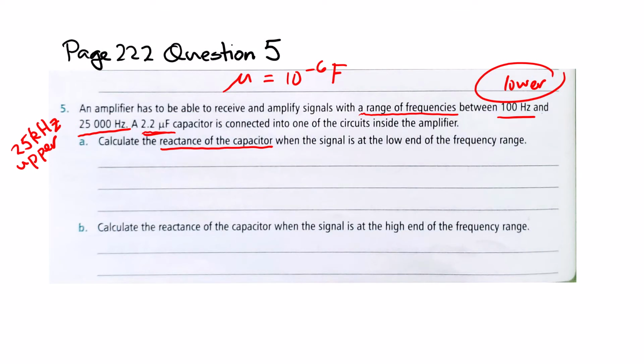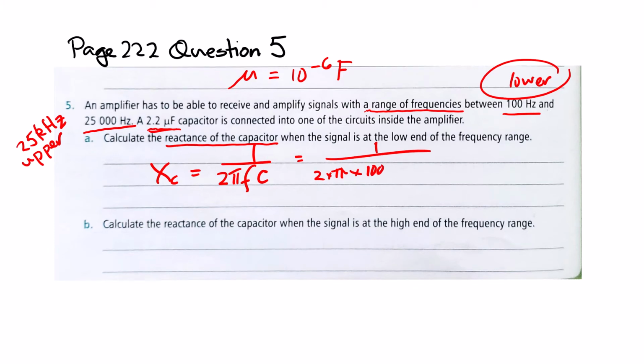The reactance of the capacitor, XC, is equal to 1 over 2 pi FC, is equal to 1 divided by 2 times pi times the frequency at the lower end of 100 Hertz times the size of the capacitor times 10 to the negative 6. That equals 723 ohms. So two significant figures, so that's going to be 720 ohm.